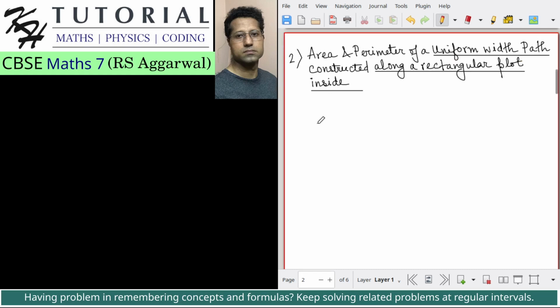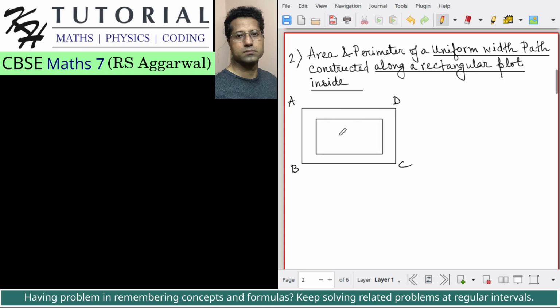Okay, so let's say this is the rectangular plot. The rectangular plot is ABCD, and when the path is constructed along this rectangular plot inside, we will have this kind of figure.